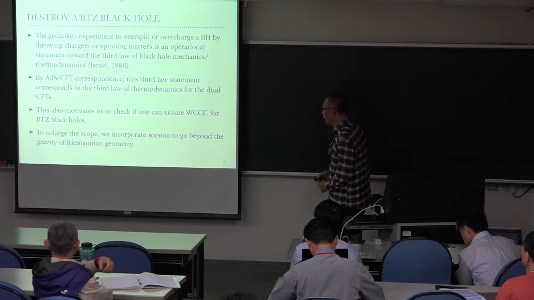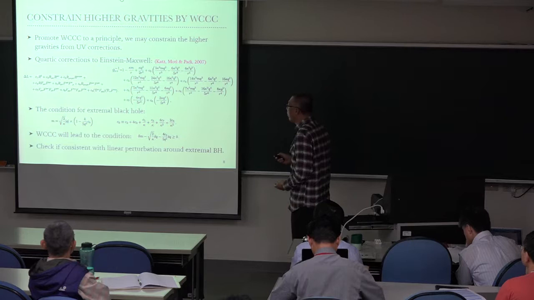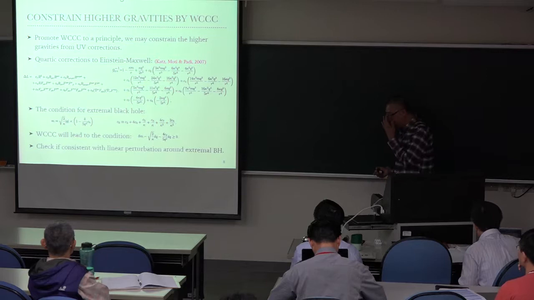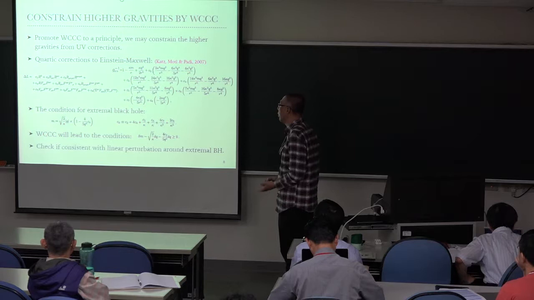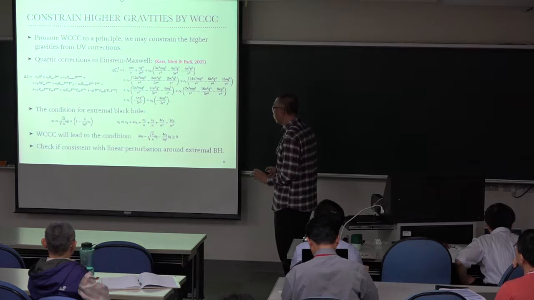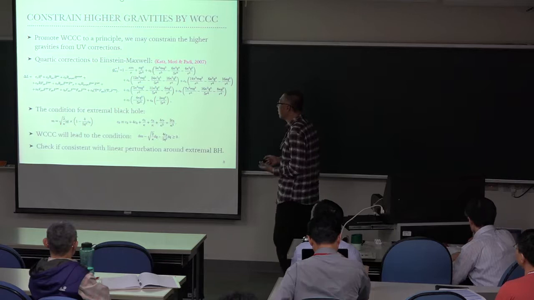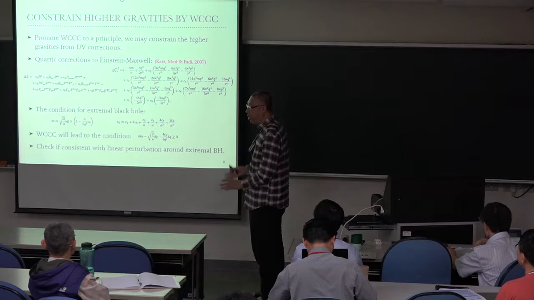And so this is the first thing we've done. And the second thing, which we are still working on recently, is that if we try to promote the weak cosmic censorship to a principle, and we have some higher derivative gravity, usually we have some Wilson coefficients we cannot control, because we don't have a quantum gravity theory. So do we have some way to control these coefficients? One thought is that if we require the new gravity not to violate the cosmic censorship, then we can probably put some constraints on the coefficients. Or the other way around, maybe it turns out that after everything is clear, all the higher derivative gravities obey cosmic censorship. So for the moment, it's not so clear.